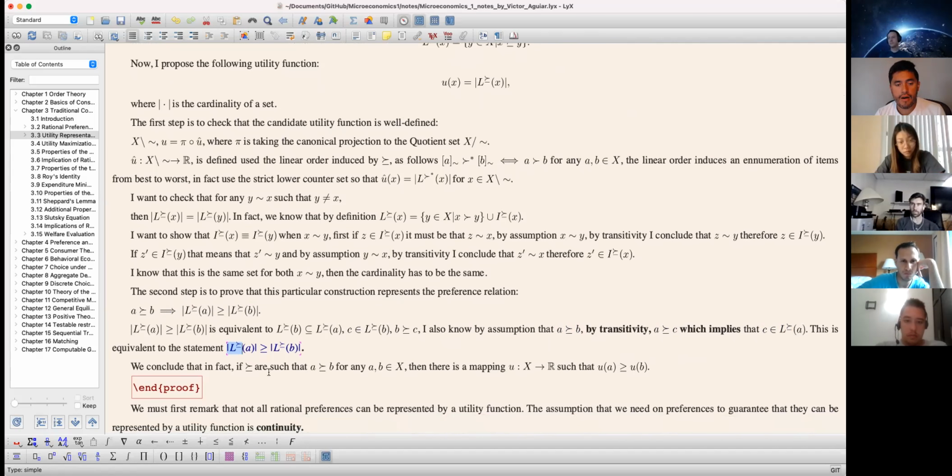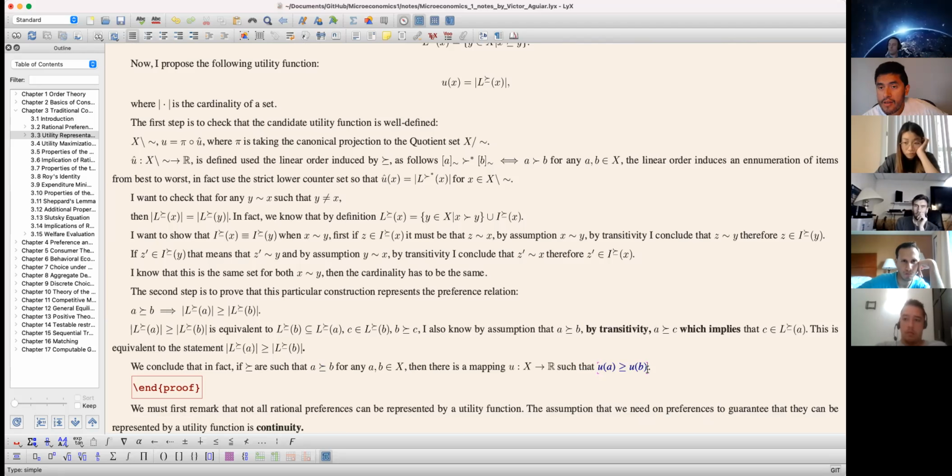So we conclude that, in fact, if the preferences are such that A is better than B for any A and B, then there is a map U such that U of A is greater than or equal to U of B. Okay? So as you can see, I've used in this proof transitivity, many times, two times in fact. But funny enough, so okay, so done the proof, right? So I proved the flow of the arrow from left to right, right to left is demonstrated, right? So QED.